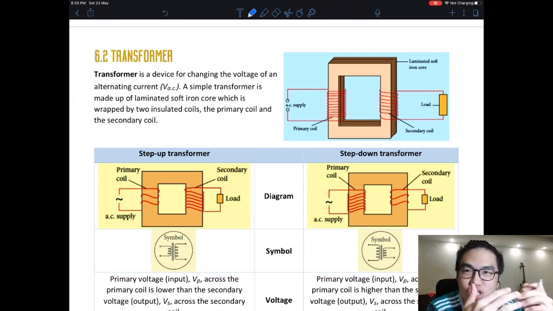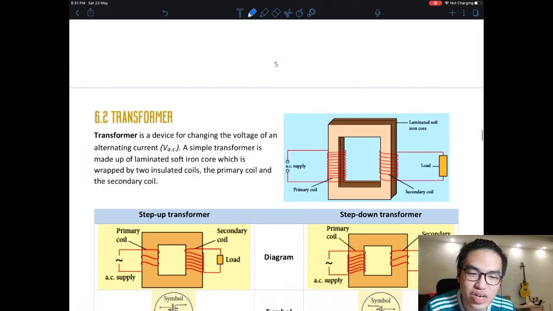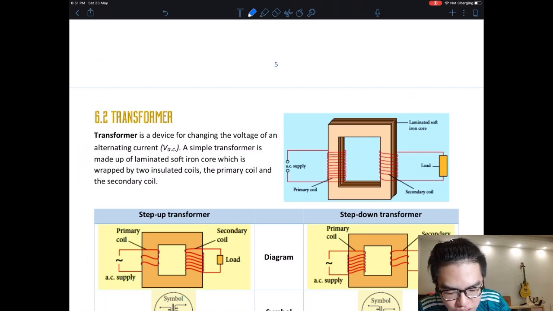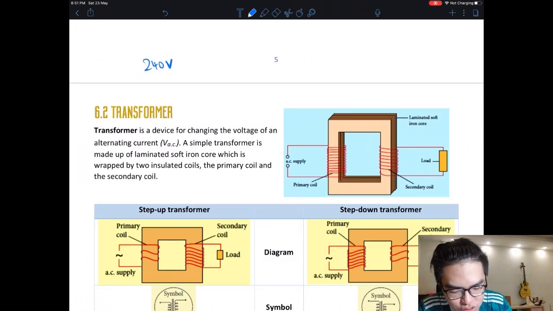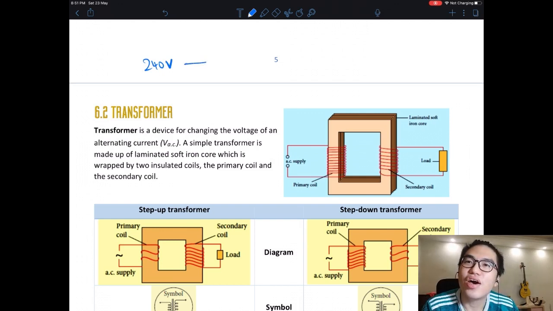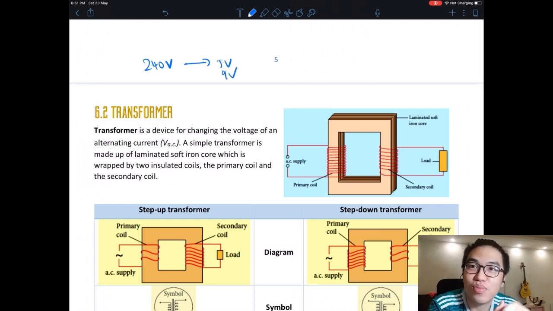When I need to change the voltage of something, think about this. Do you know how much voltage our country uses from the wall? Our wall uses 240 volt. Now you need to charge your phone. Your phone only needs 5, or if you use a Samsung quick charging, it's only 9. Here's the problem. How do you put 240 into it? Can you really direct 240 into it?